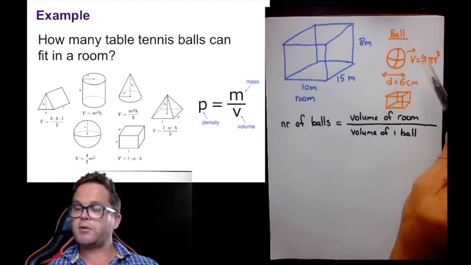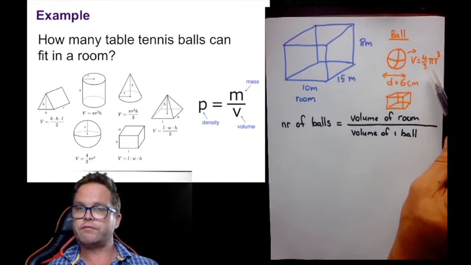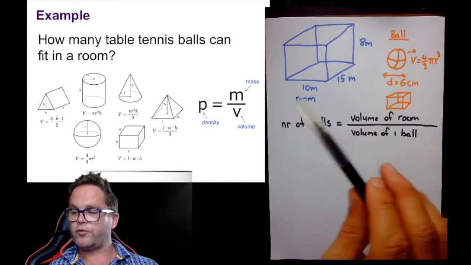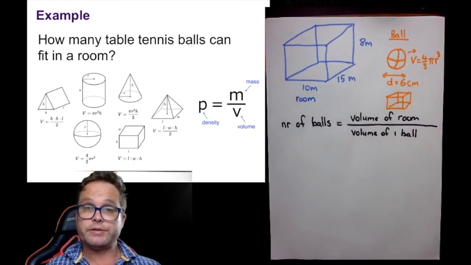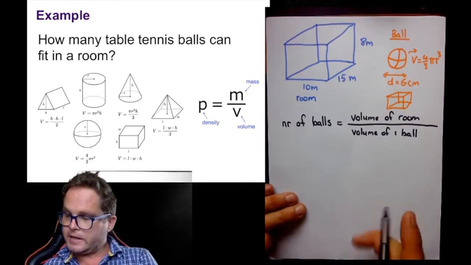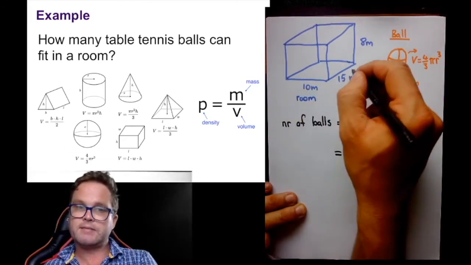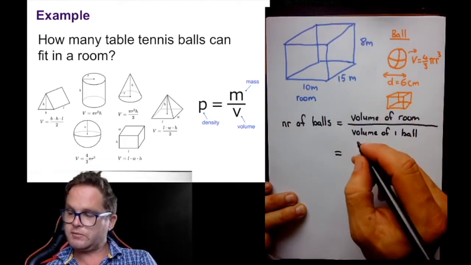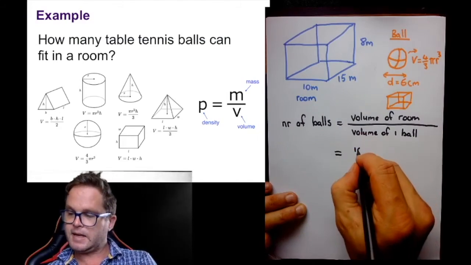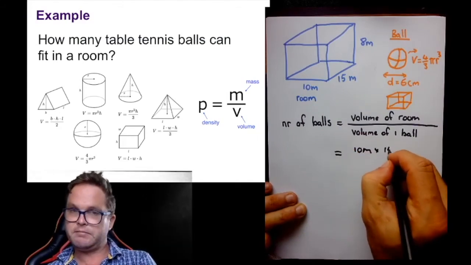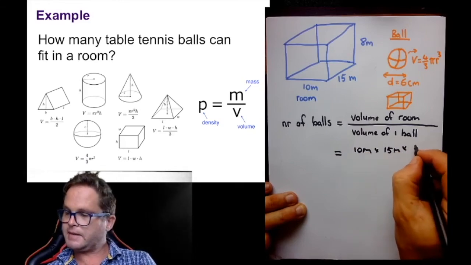So for that reason, for this problem, you could just as well use the equation for a ball or for a cube. The method that we're going to use is we're going to calculate the volume of the room, and then divide that by the volume of one ball. So if I go ahead and do that calculation, the volume of the room is going to be the length times the breadth times the height. So this is going to be equal to 10 meters times 15 meters times 8 meters.